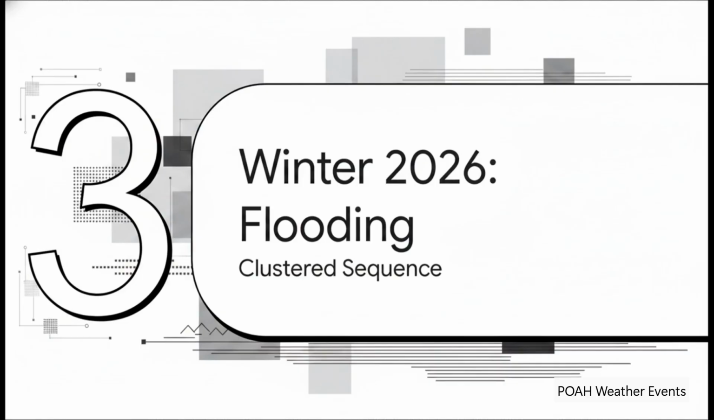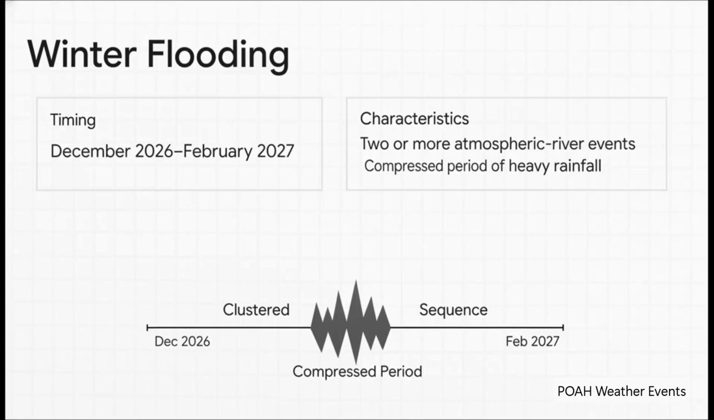Part 3 brings us to winter 2026 and a clustered flooding sequence. Right on the heels of that fall cyclone, the second target zeroes in on a clustered winter flooding sequence timed precisely between December 2026 and February 2027. The mechanism here is what's alarming. The data predicts 2 or more atmospheric river or extreme heavy rain events happening in a very tight, compressed time frame. It is that rapid succession that really defines the POAH signature here.